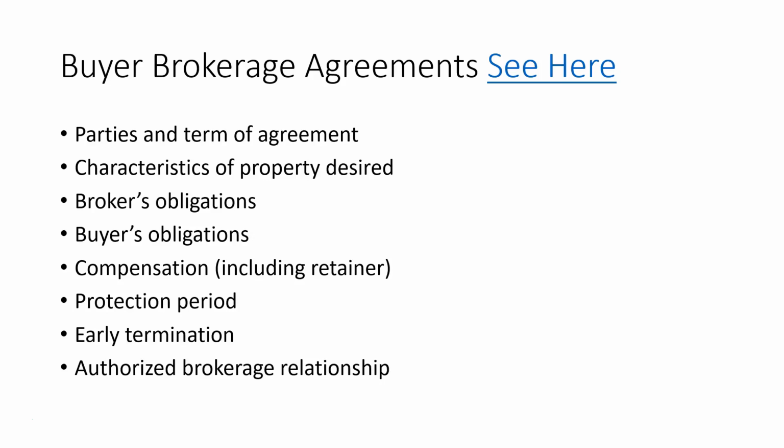It'll have a starting date and an ending date. It will indicate what sort of properties and area we're looking at, and also the broker's obligations and the buyer's obligations, the compensation, including possibly a monthly retainer, a protection period. In other words, after this agreement has expired, I don't want you going and buying a home that I've already showed you, because I may be entitled to a commission. And if you want to terminate it early, there may be penalties you have to pay. But it is an authorized brokerage relationship, and we will determine what type of relationship we will have, single agent or transaction broker.